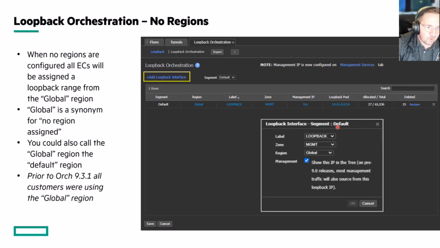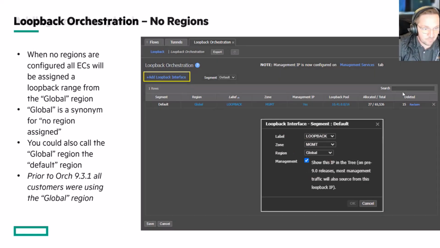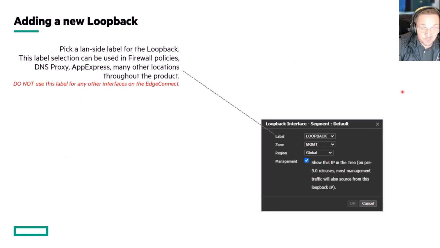To add a new loopback range, you click the Add Loopback Interface button, and then you will see a little panel pop up. I want to just dwell on this for a second and talk deeply about what this panel means. There is a label selection, so you need to go to the interface label screen, create a label, and call it loopback or something similar. I like using all caps for these label-oriented things because they're easier to spot in tunnel names and other places, but you can use any label you want as long as it doesn't have spaces. Loopback is a really popular one.